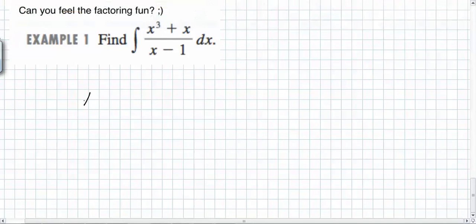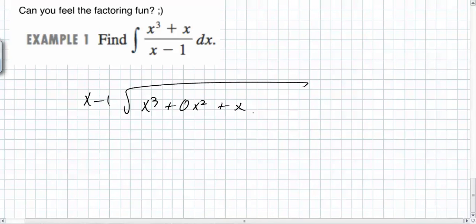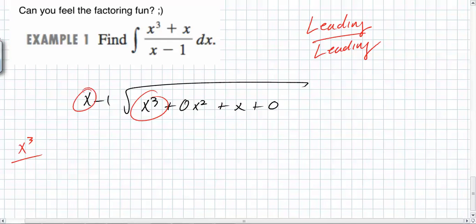So you take your x minus 1, and then you write x cubed plus 0x squared plus x right there. Leading over leading. You need to remember this phrase, leading over leading. That's the key phrase. The leading term first is x cubed, so do x cubed over the other leading. This never changes. That's always the leading term. x cubed over x is x squared, and you write that right there.